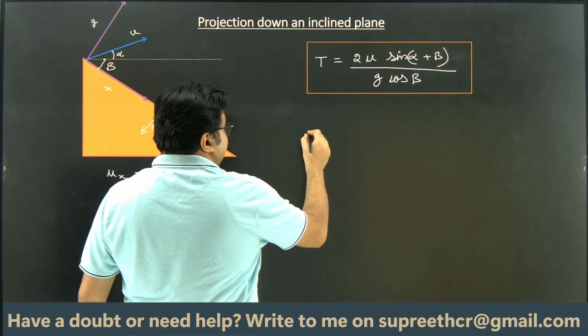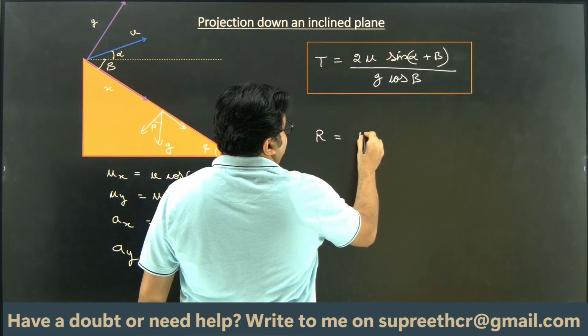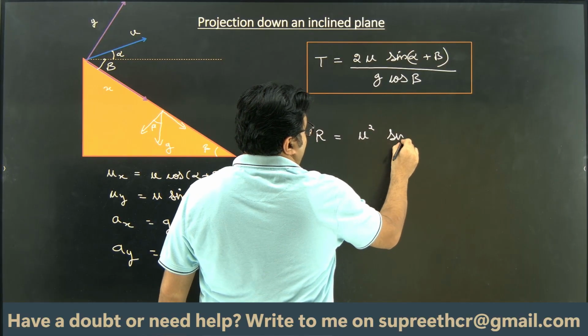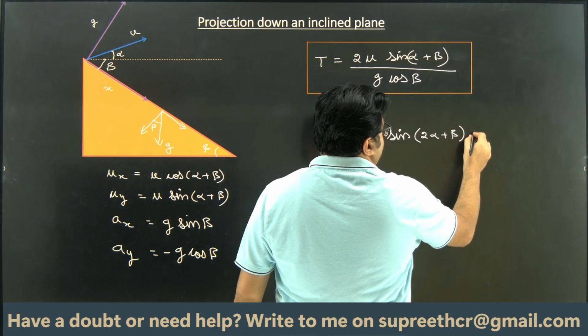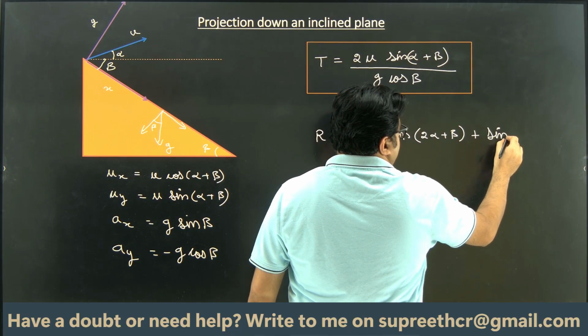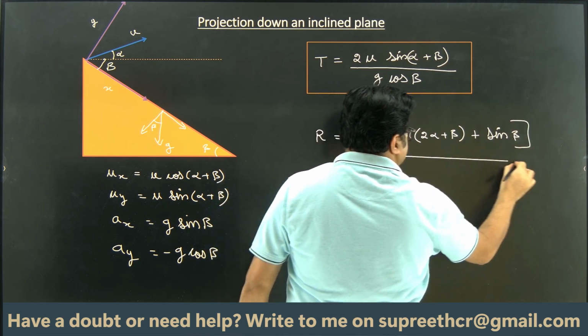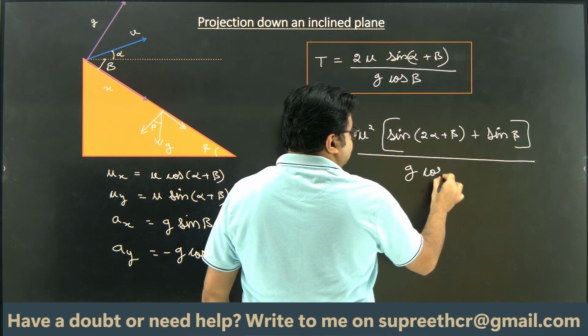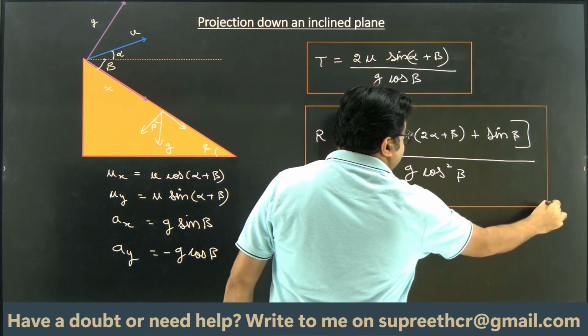If you similarly simplify for range, the range will turn out to be u square sine of 2 alpha plus beta plus sine beta divided by g cos square beta. That's the answer for range you will get.